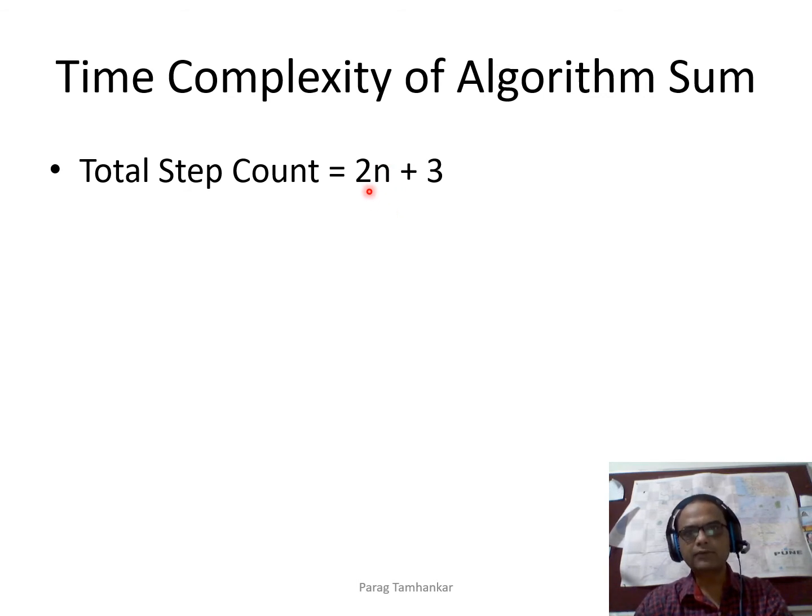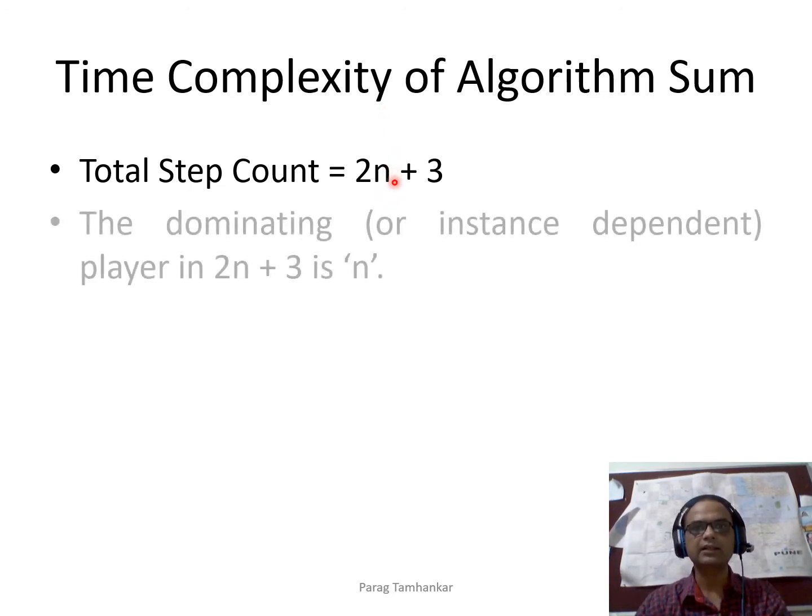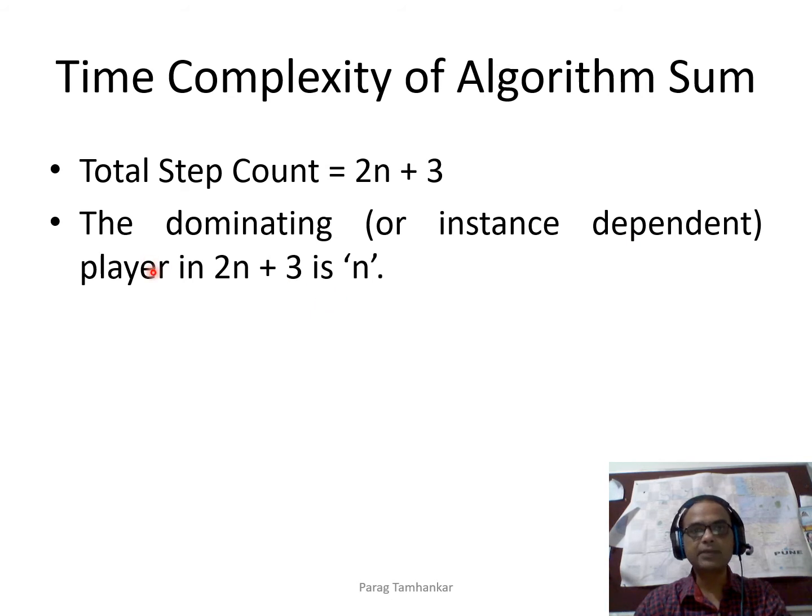Okay, the final value of 2n plus 3 is largely determined or dominated by n. Unless you know the value of n, you will not be able to know what 2n plus 3 is. So the time required for this algorithm is largely dependent on what n is. So the dominating or instance dependent player in 2n plus 3 happens to be n.